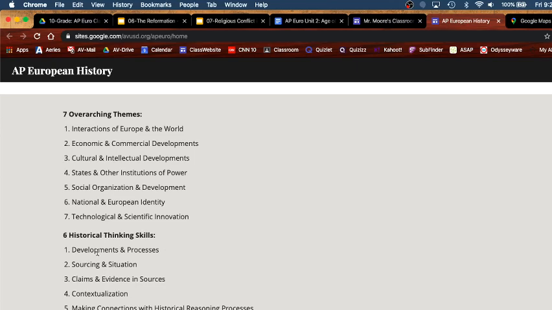Those 6 skills are development and processes, showing how history develops over time, and the processes that make things happen or encourage things to happen. The second skill is sourcing and citation, being able to take a document and source it and cite it properly and use it in your writing, use it as evidence.